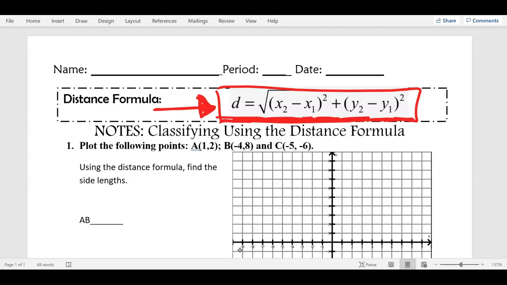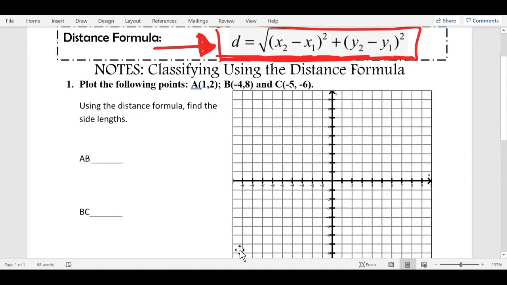Negative 4, comma 8. So we're going to start at 0. I'm going to go 4 to the left. Oh, sorry. Let's start with A. 1, comma 2. My bad. 1 to the right, up 2. Put a point there. That's letter A, right? 1, 2 is over 1, up 2. Right there.